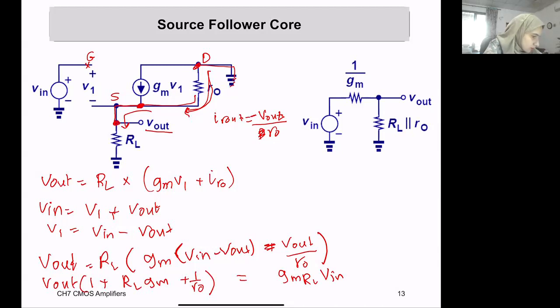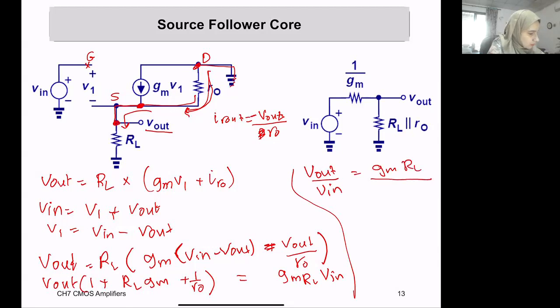Okay. Now how to do that further? Vout over Vn is equal to Gm RL over (1 plus RL times Gm plus 1 over Rout), and this should be able to simplify further.